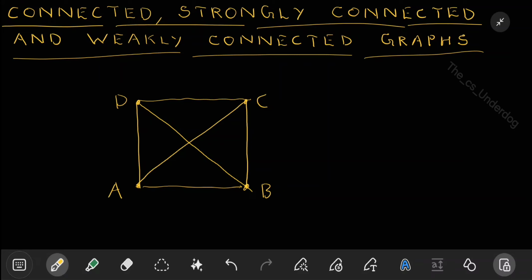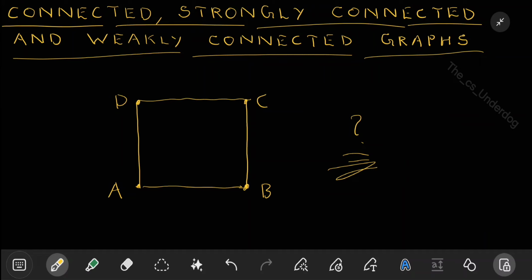If this is my graph, is it a connected graph or is it not connected? It is a connected graph because if you take any two vertices from this graph, you'll see edges that connect those vertices. Now the question is, if I remove these two edges, is it still connected or is it not?